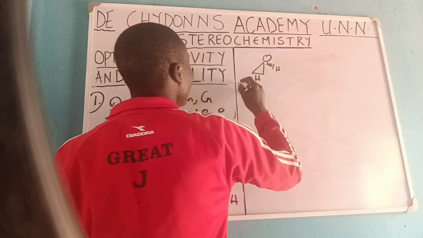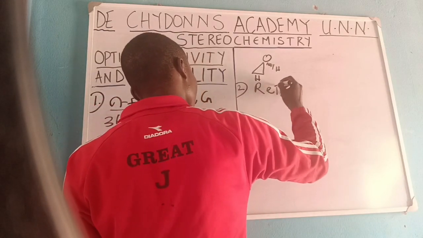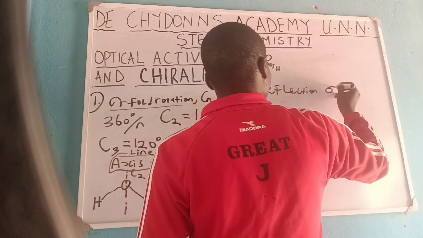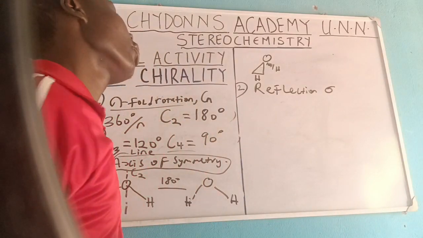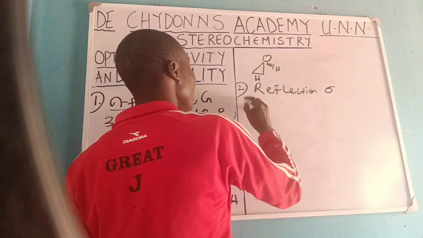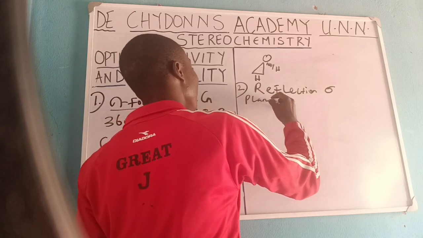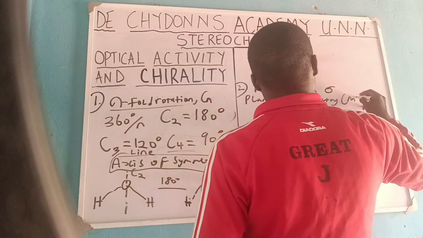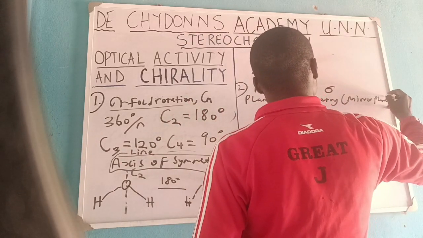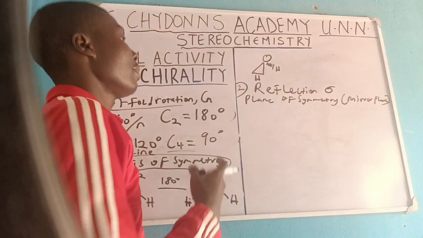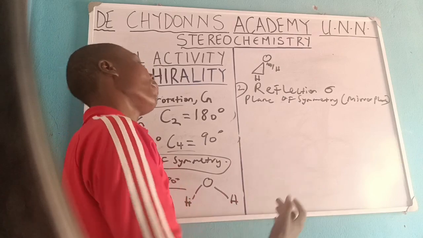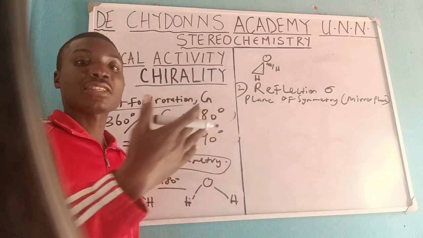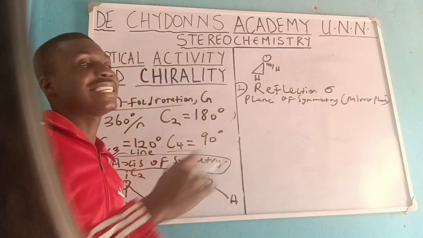Now the second symmetry operation we're going to talk about is reflection, and reflection is represented as sigma. Reflection works with the element of symmetry referred to as the plane of symmetry, which we also call the mirror plane. A plane of symmetry simply means there's a plane on the compound that gives it a mirror image, so the two parts on either side of that plane are exactly the same.